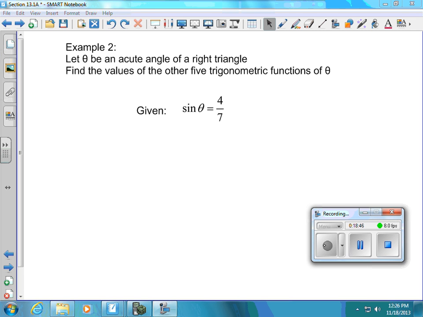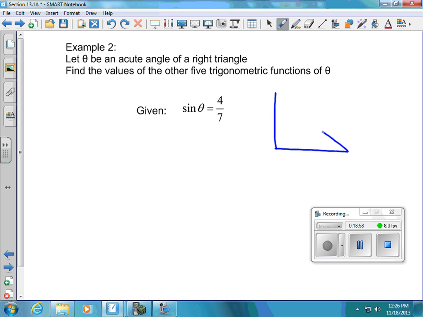If I just give you one trig ratio, and it says find the values of the 5 other trigonometric functions. Well, basically by just giving the sine of theta equals 4 over 7, what I'm doing to you is kind of describing a triangle. Sine, remember, is opposite over hypotenuse. If this is my angle theta, this is opposite, this is hypotenuse. So I'm giving you 4 and 7. We're missing the adjacent side.